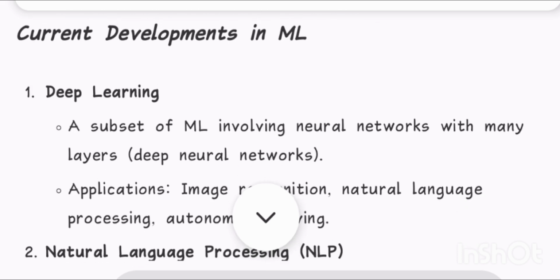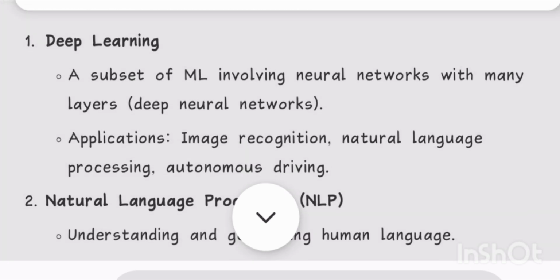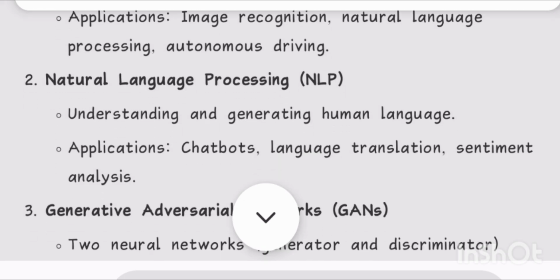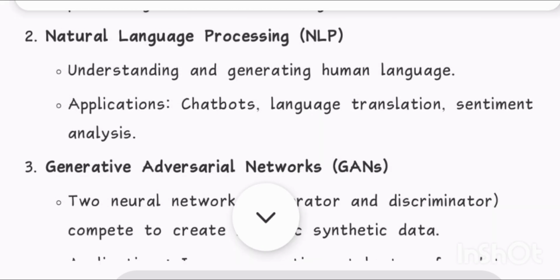Current developments in ML. 1. Deep learning, a subset of ML involving neural networks with many layers, deep neural networks. Applications: image recognition, natural language processing, autonomous driving. 2. Natural language processing, NLP, understanding and generating human language. Applications: chatbots, language translation, sentiment analysis.